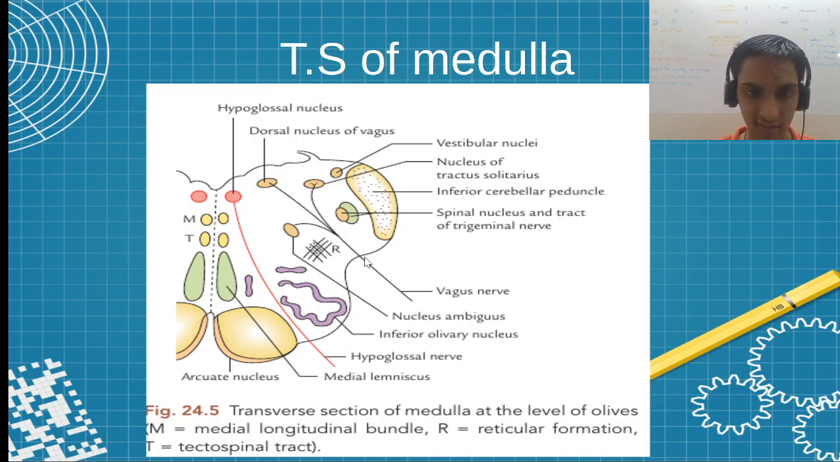From this we are getting vagus nerve, dorsal nucleus of vagus, NTS, vestibular nuclei, spinal nucleus tract of trigeminal, inferior cerebellar peduncle. Where have we come across superior cerebellar? In our pons, there we have seen superior and middle cerebellar peduncles. Then arcuate nucleus and the pyramids. Okay, so this is regarding the sections which I have told you: the sensory decussation, pyramidal decussation and olives.